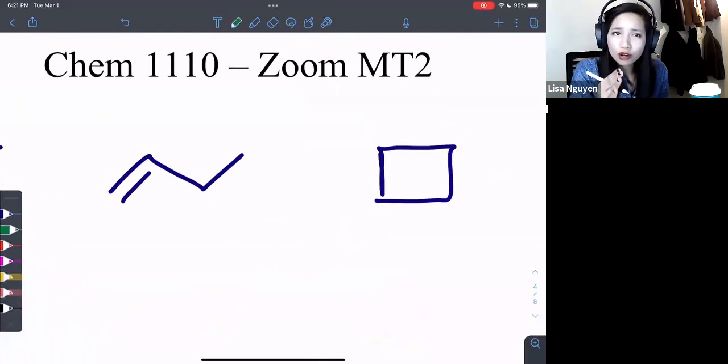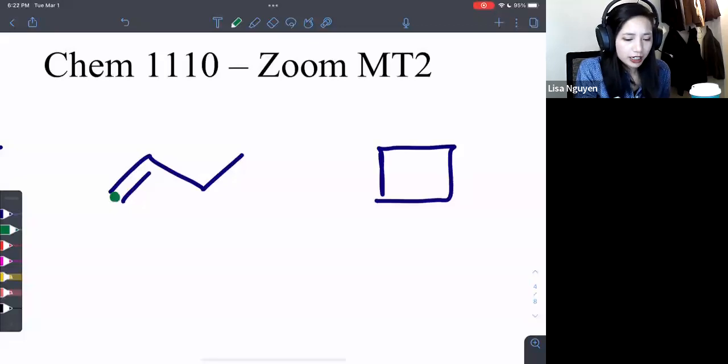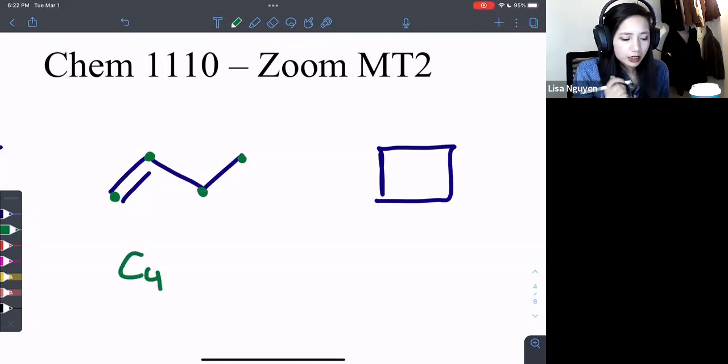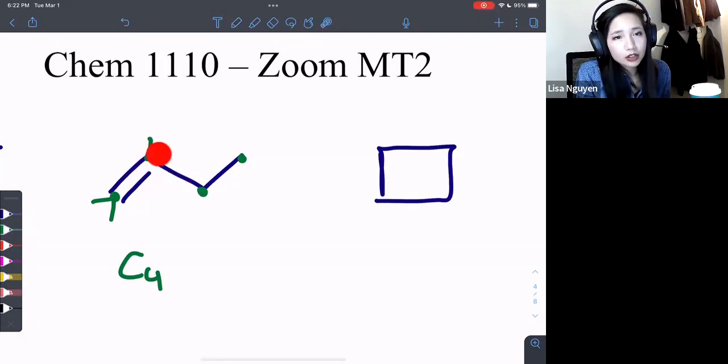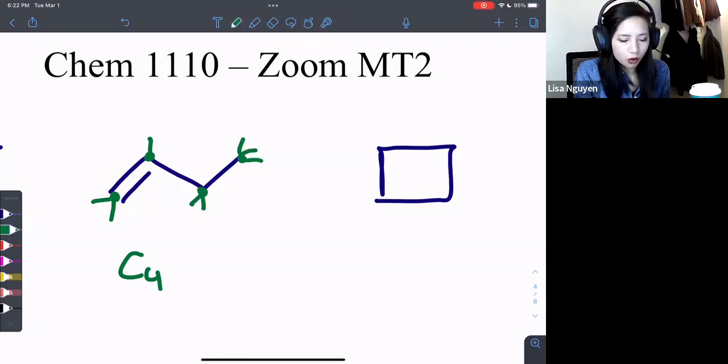All right. So let's look at the chemical formula for both of these. Each of these joints or ends is a carbon. So this is C4, right? Let's get the hydrogens. 1, 2 coming off of that carbon because there's already a double bond, so I just need 2 hydrogens. This carbon only needs 1 hydrogen because there's a double bond and a single bond. So that 1 hydrogen makes 4. This carbon has 2 hydrogens and then this one has 3. So there's a total of 1, 2, 3, 4, 5, 6, 7, 8. So C4H8.